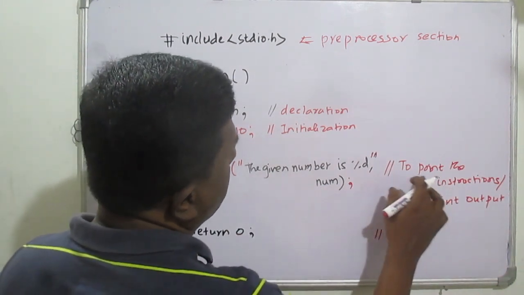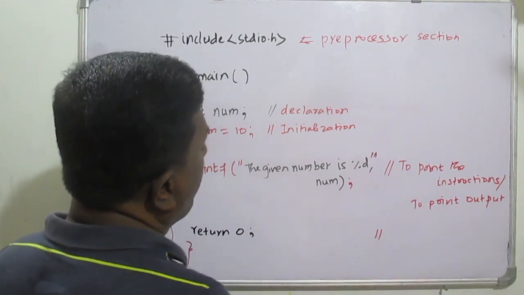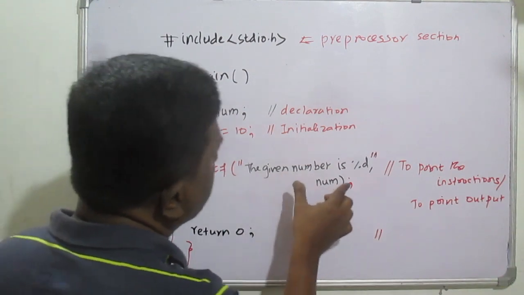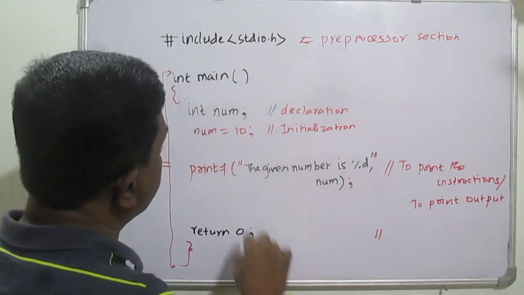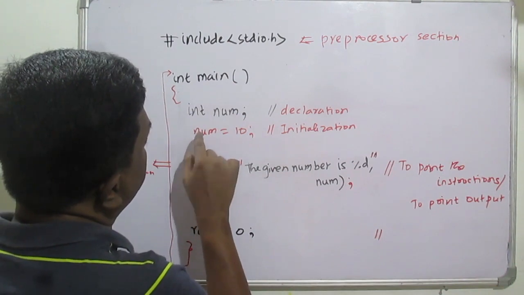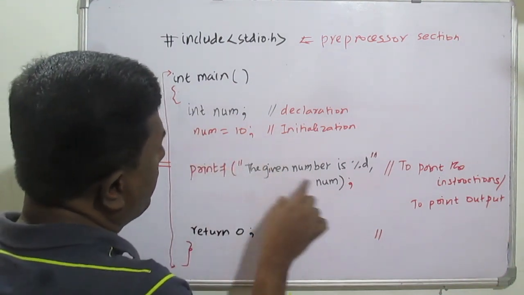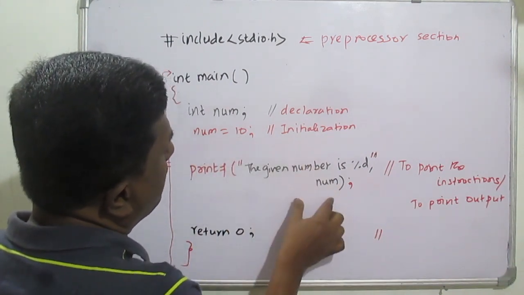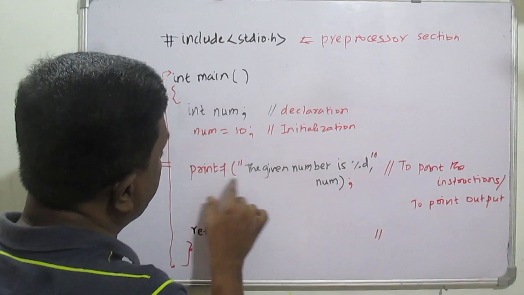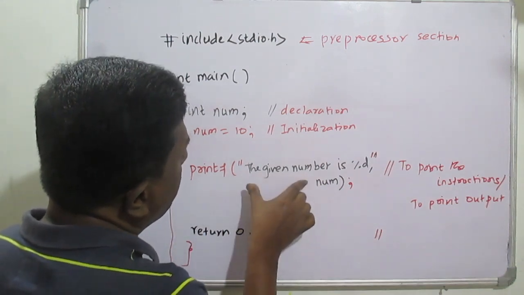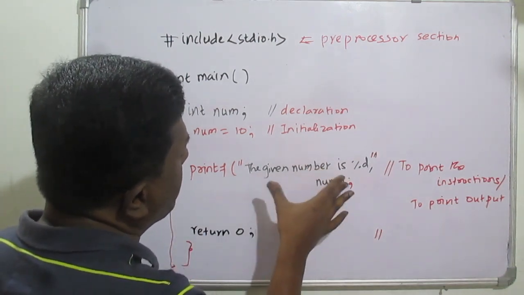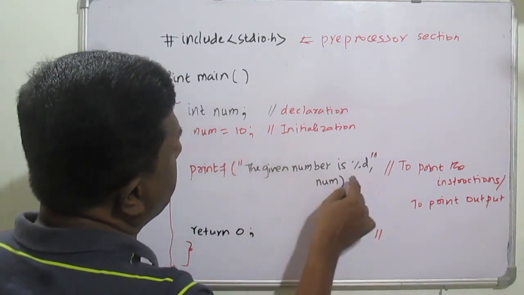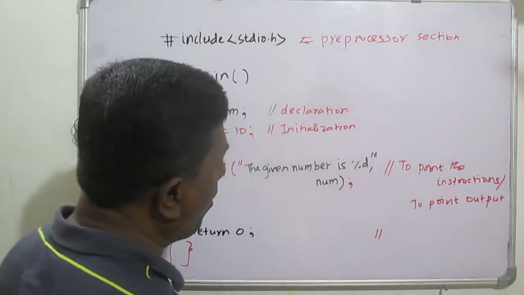So the first function we have seen is to print the instruction and also to print the output. The next one is the output, and this output has a certain format. That means we have declared a variable, and that variable has been assigned a value. Now this value has to be printed on the display screen. How do we get it? With the help of printf only. This printf prints the data, because the number 10 is the data.